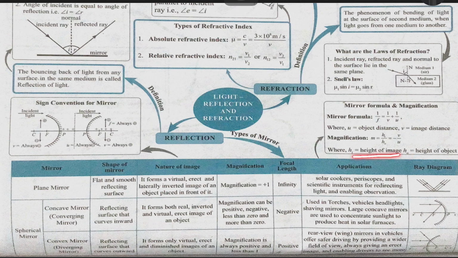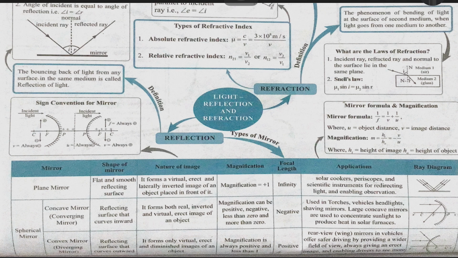You can take h as h naught also. hi is height of image and ho is height of object. So these are the concepts with respect to reflection and mirrors, its types, sign conventions and formulas.